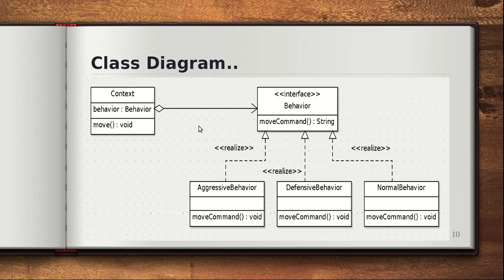So you can see here the class diagram. Again the main 3 components are there: context class, interface and the concrete strategies. Here the concrete strategies are the behaviors of the robot: aggressive behavior, defensive behavior and normal behavior. We have created the interface Behavior, and in that we are using the move command method, and we are implementing this move command method in the concrete strategies. The context class contains the move method, which accepts the behavior of the robot, and depending on that the context class changes behavior.